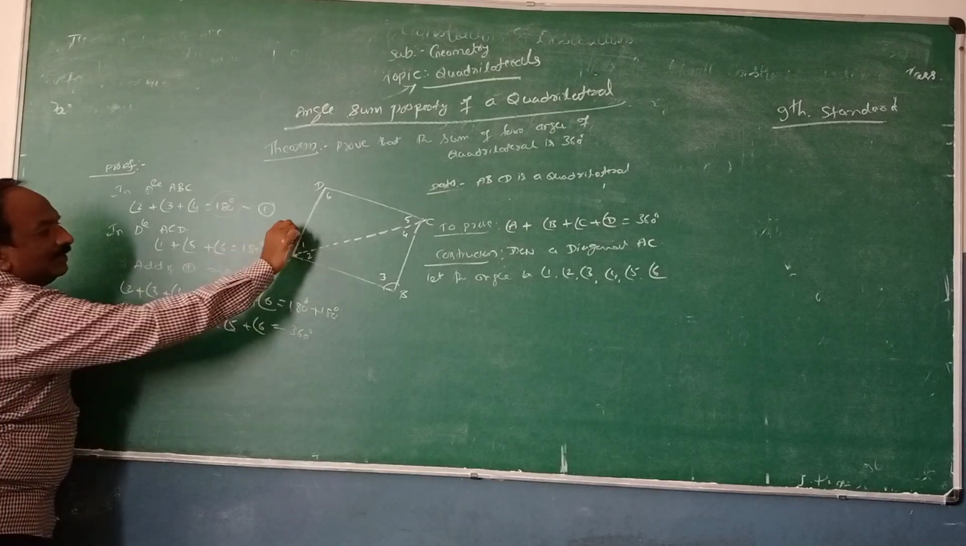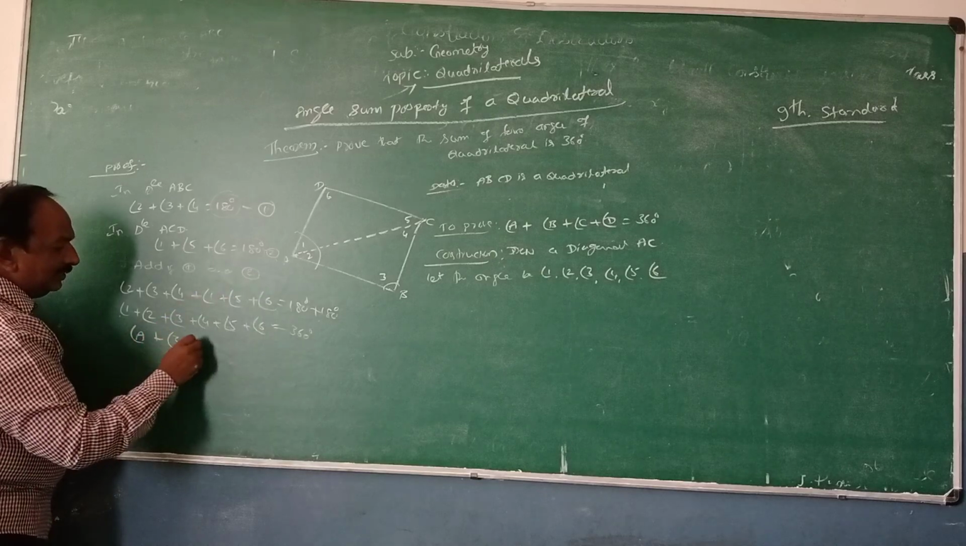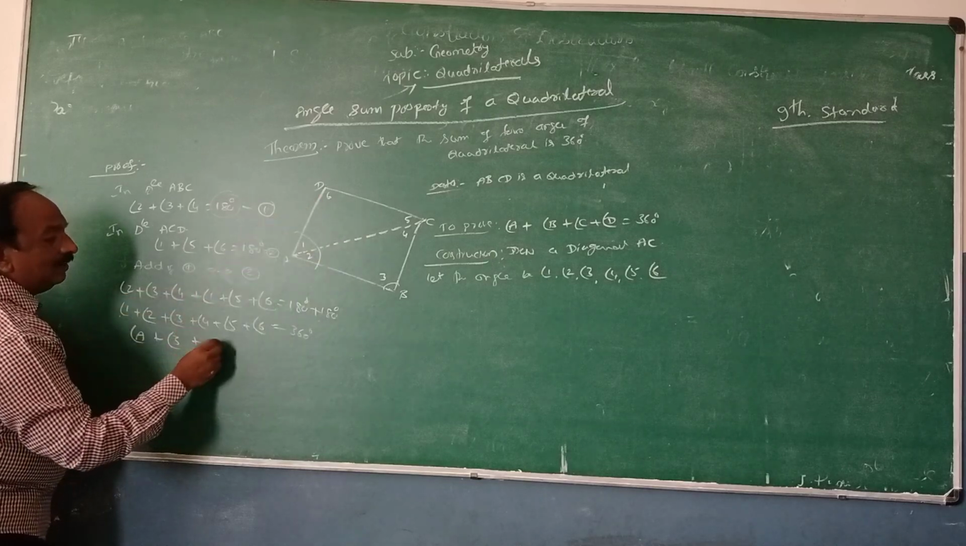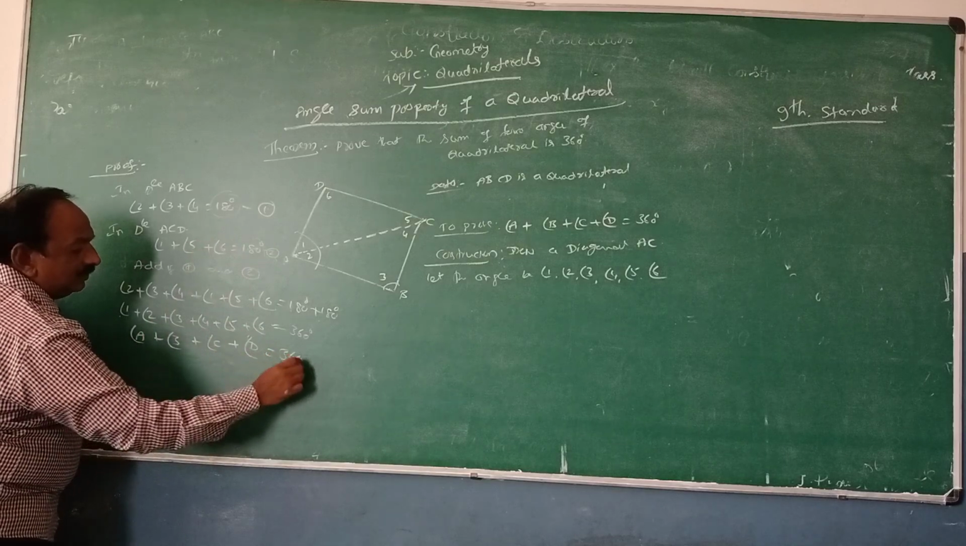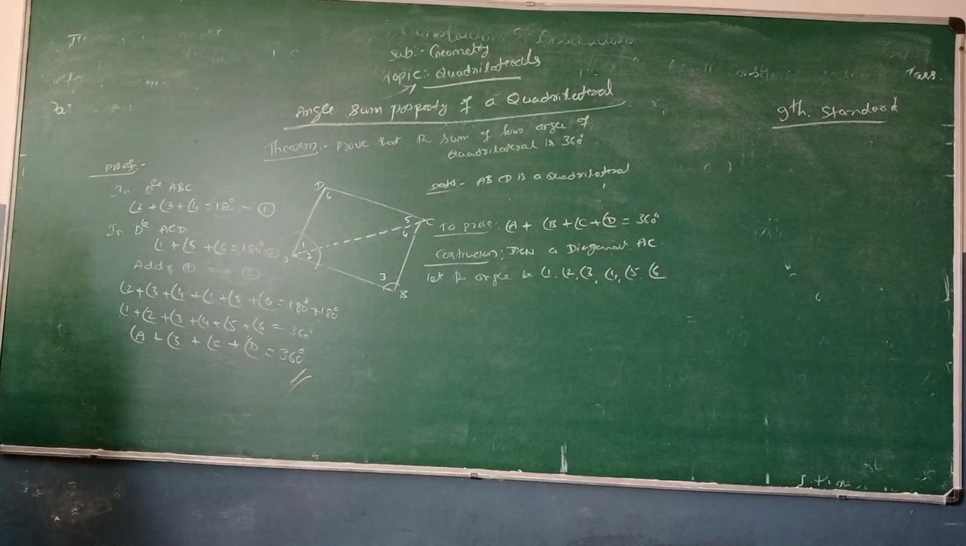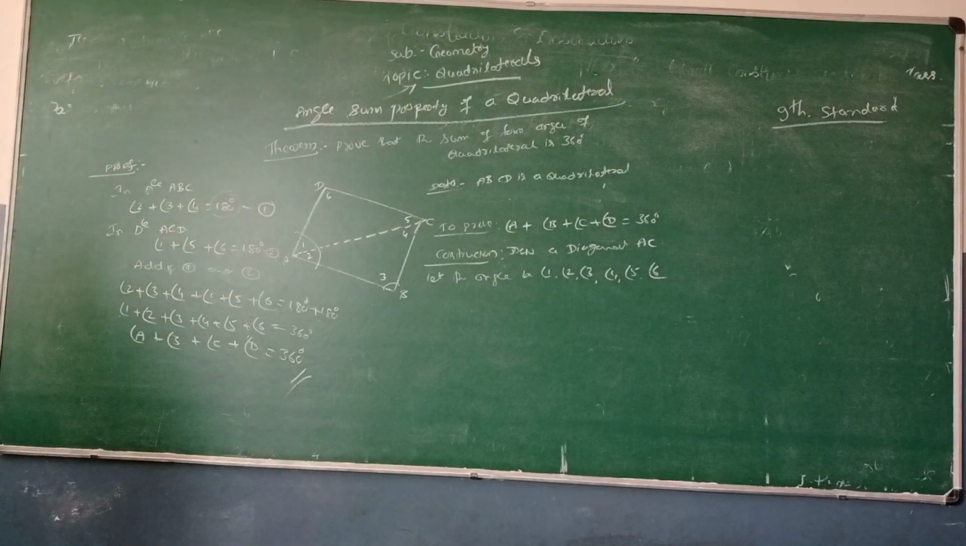What is angle 1 plus angle 2? Angle A. Angle 3 as it is, angle B. Angle 4 plus angle 5, angle C. Angle 6, angle D. So angle A plus angle B plus angle C plus angle D is equal to 360 degrees. We have proved that the sum of the four angles of a quadrilateral is 360 degrees.